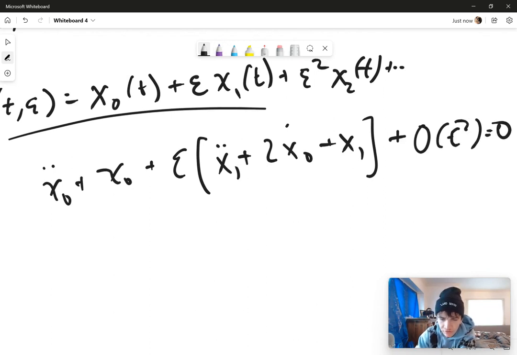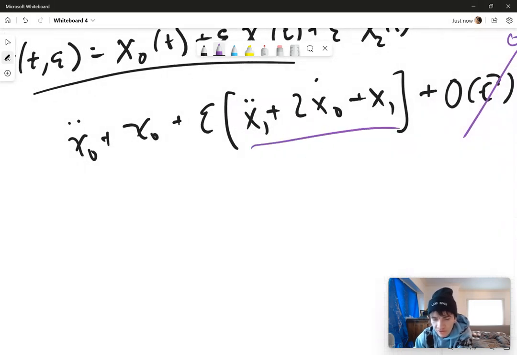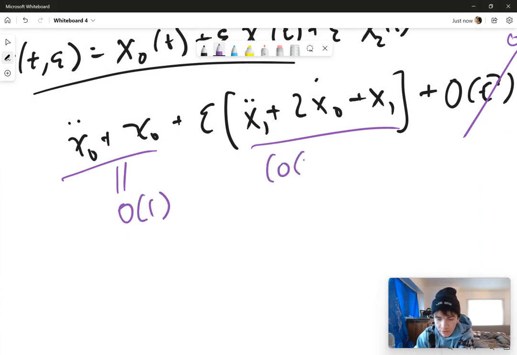And then we just assume that since epsilon is small, we're dealing with a weakly damped oscillator. We can ignore these higher order terms. And then we want to view these terms separately. So we want to set this equal to 0 and separately the order epsilon term. This is the order 1 equation. This is the order epsilon equation. And we set them both identically equal to 0.